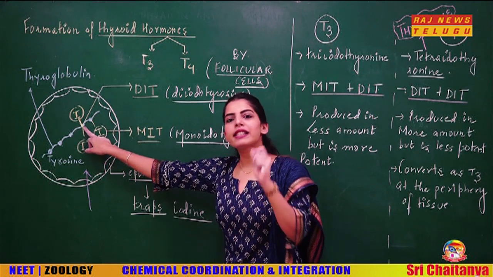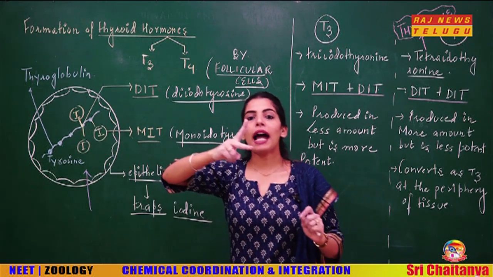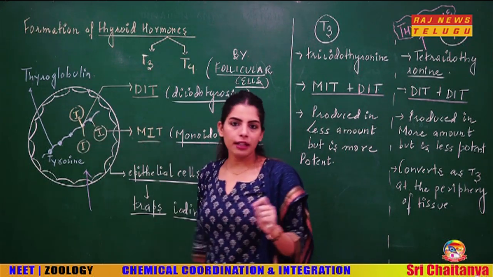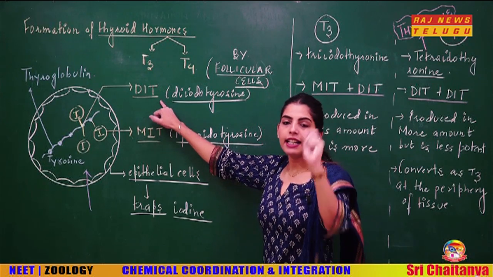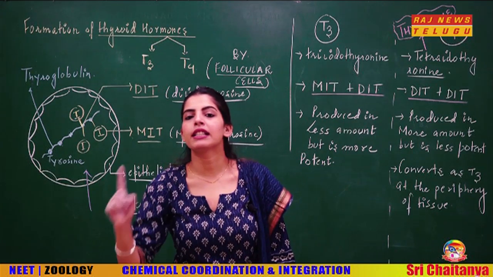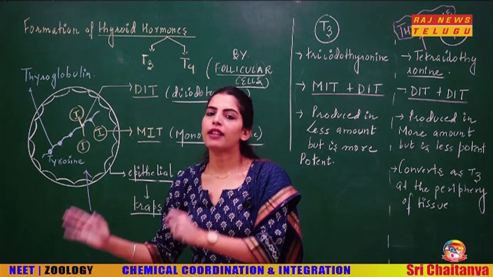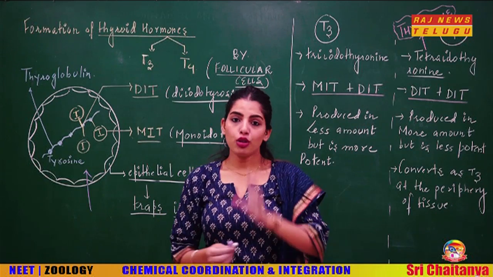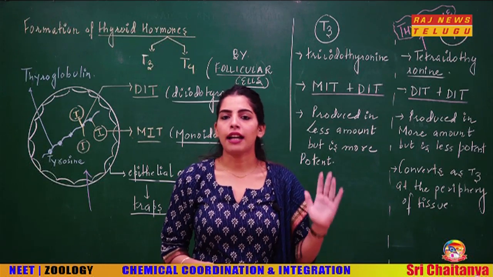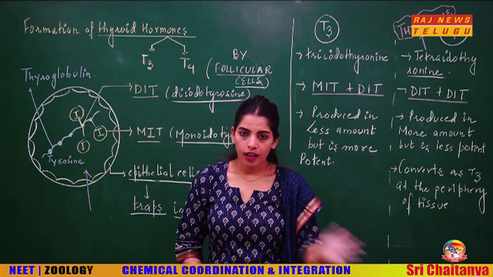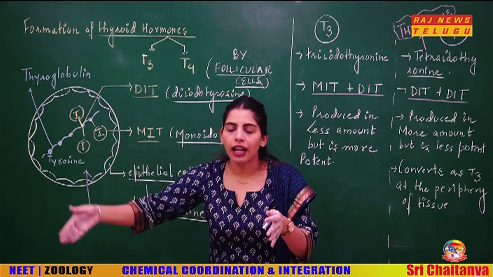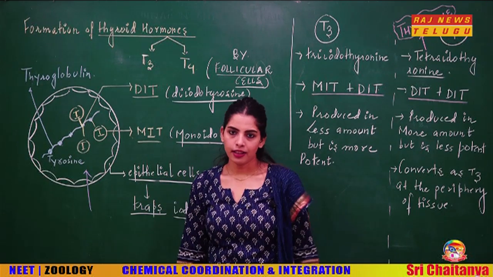If I say in a single tyrosine, two iodines are attached, that is called diiodotyrosine. So a single iodine with a single tyrosine is monoiodotyrosine, MIT, and two iodines with one tyrosine form diiodotyrosine, that is DIT. Ultimately, students, this is cleaved, broken and separated.